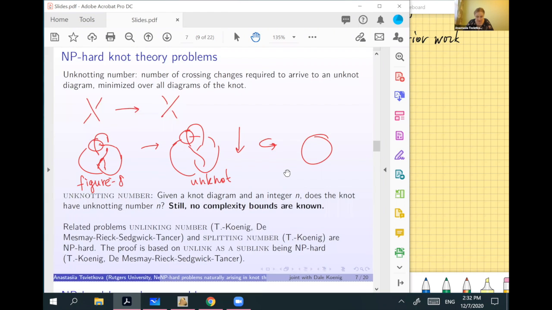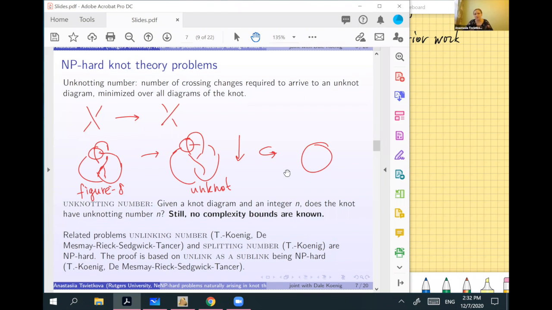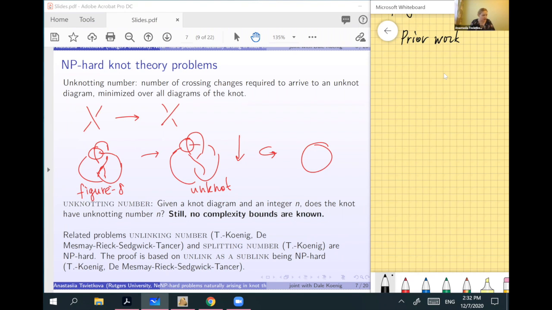And here, rather than Reidemeister moves, which correspond to isotopy, unknotting uses crossing changes, which do not. You completely change your link, right? So you change your curve. What was done on unknotting before? There was a lot of work. However, usually these are partial results, which are still very hard to obtain. So you obtain lower bounds on unknotting number.